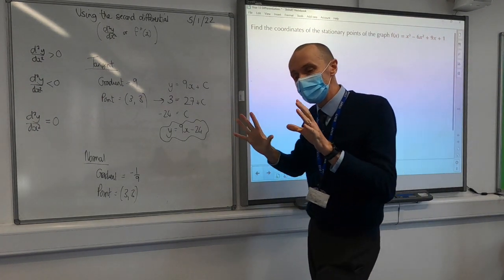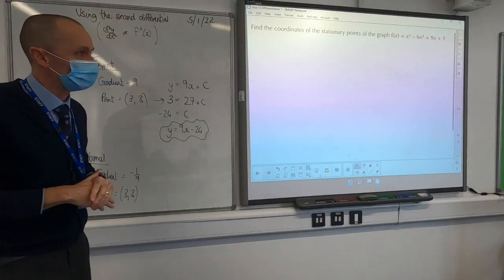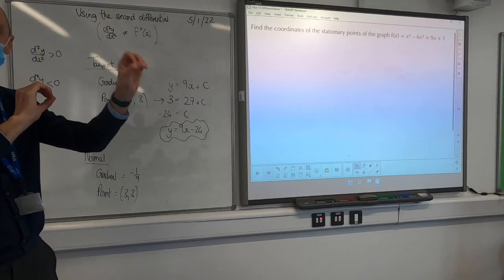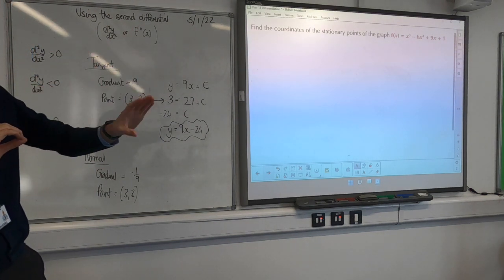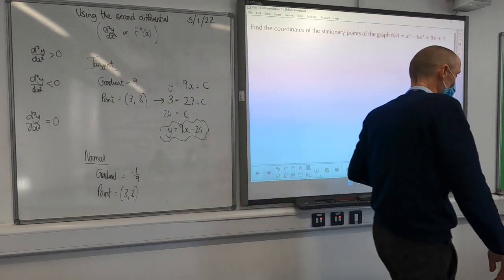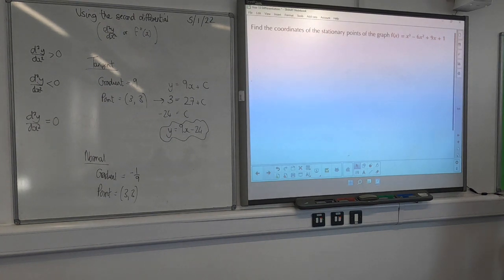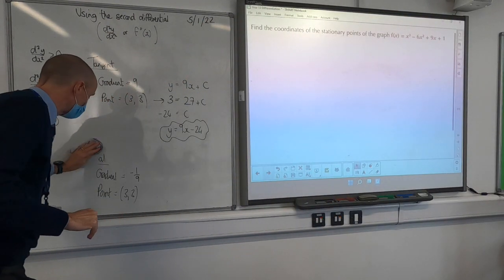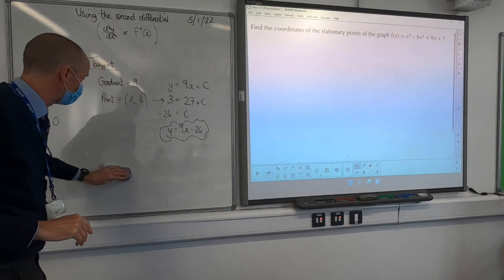Remember, when we find stationary points or turning points, we ask, when does dy by dx or f dash of x equal 0? When does the gradient equal 0? So that's our starting point. And then once you've found those turning points, we're expecting 2, there are 2. Differentiate again and see if you can work out whether they're maximum or minimum.